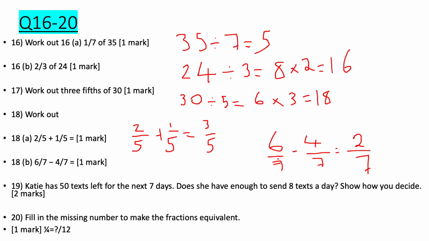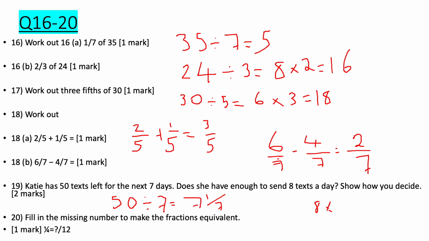This is question number 19. Katie has 50 texts left for 7 days. Does she have enough to send 8 texts a day? Show how you decide. Well, 50 divided by 7 is actually 7 remainder 1. So it's 7 and 1/7. Okay, so she has enough to send 7 texts, but not 8, because 8 times 7 is 56, which is bigger than 50, if that makes sense.